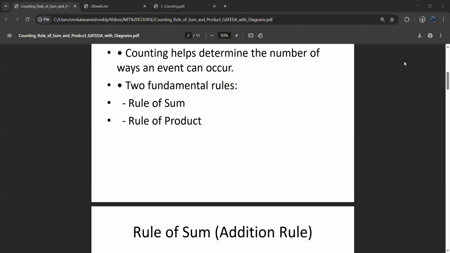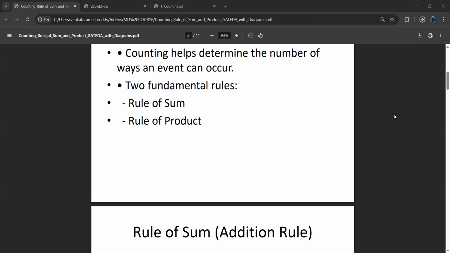Hello everyone. In this class, I will be starting a new subject called probability and statistics. I will be starting the first topic, counting principles. In this lecture, we will see what counting is, why we use counting, and what topics are to be covered in it. So let us start this class.